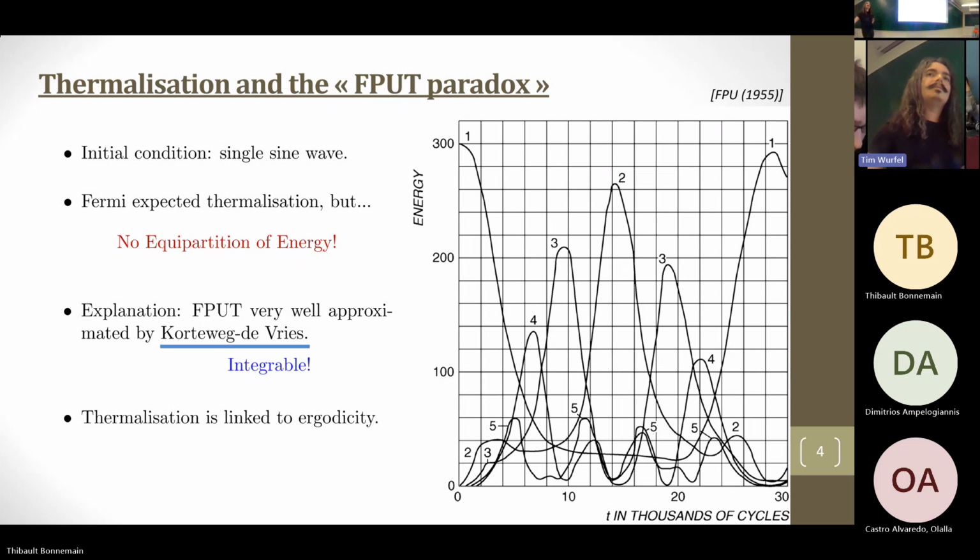Yes. With modern computers, they find that it thermalizes, over very, very long times. It's not exactly integrable, but it's very close.